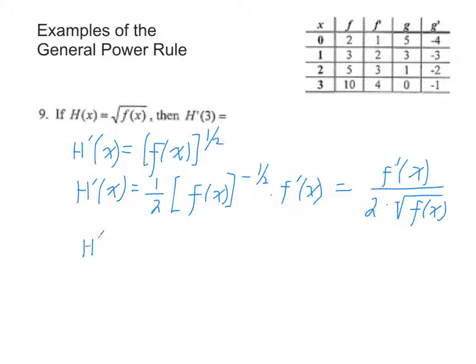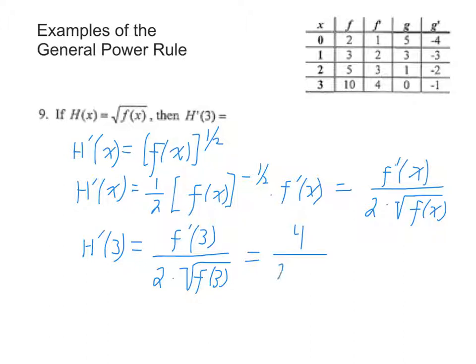To finish this, I'm going to find this derivative at the point 3. Those values are in the chart. And there we have it, 2 over root 10. The general power rule.